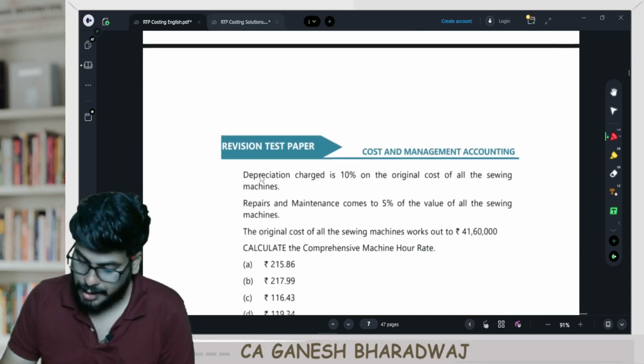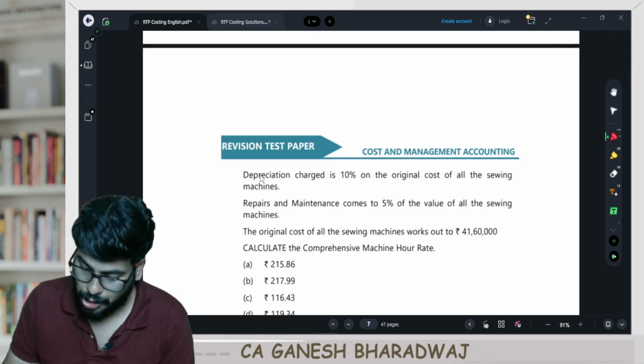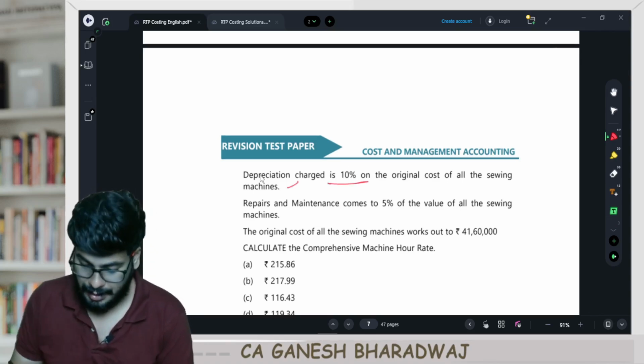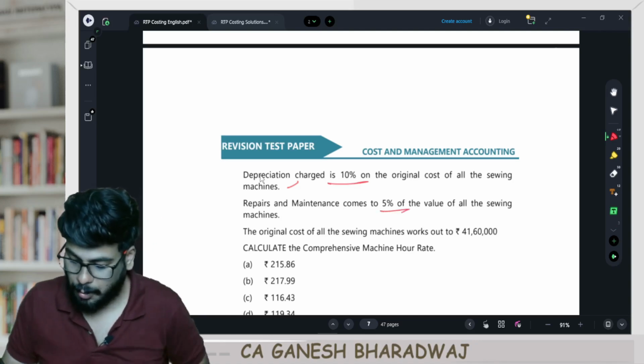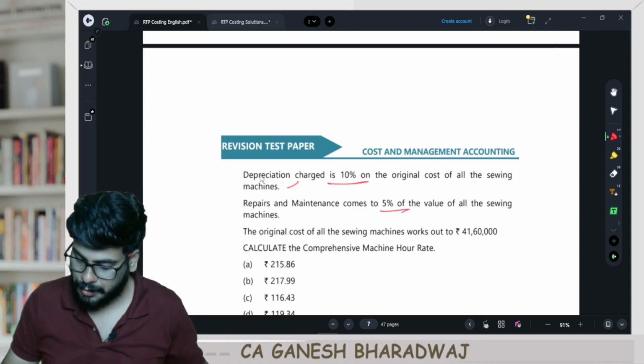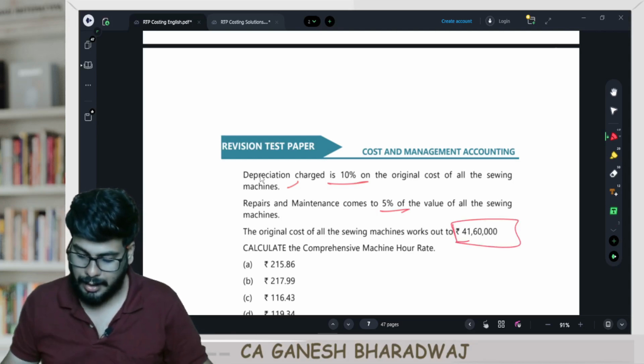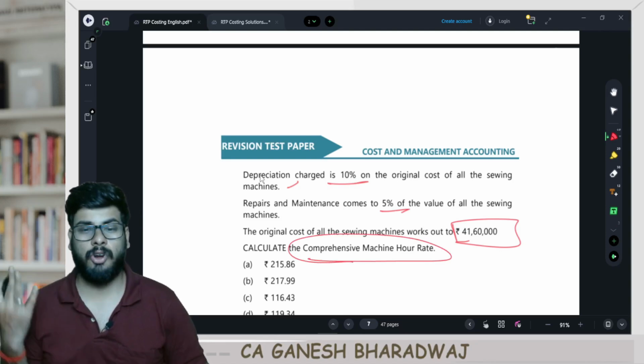Yes, depreciation is charged at 10% on the original cost of all the sewing machines. Fine, so the depreciation figure is given as 10%. Repairs and maintenance comes up to 5% of the value. The original cost of all the sewing machines put together works out to 41,60,000. They are asking you to calculate the comprehensive machinery rate.